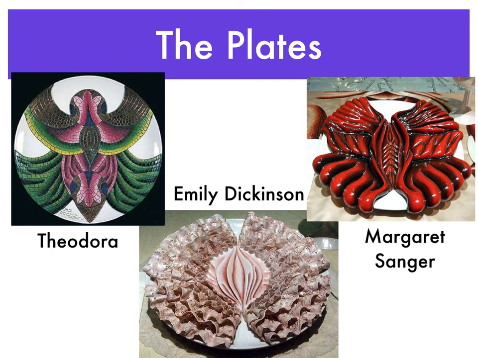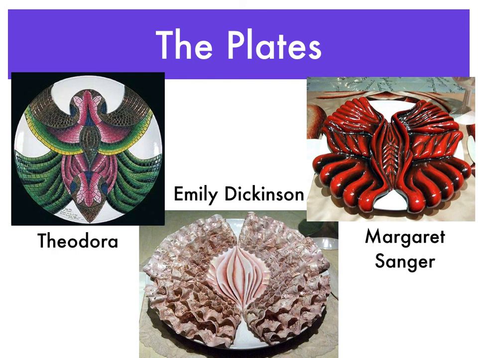And the last plate is Margaret Sanger's. She was an American woman who fought for the sexual and reproductive rights of women. She asserted that without reproductive rights over their own bodies, all other rights were meaningless. In fact, she was the founder of the International Birth Control Congress, which was the forerunner of today's Planned Parenthood.